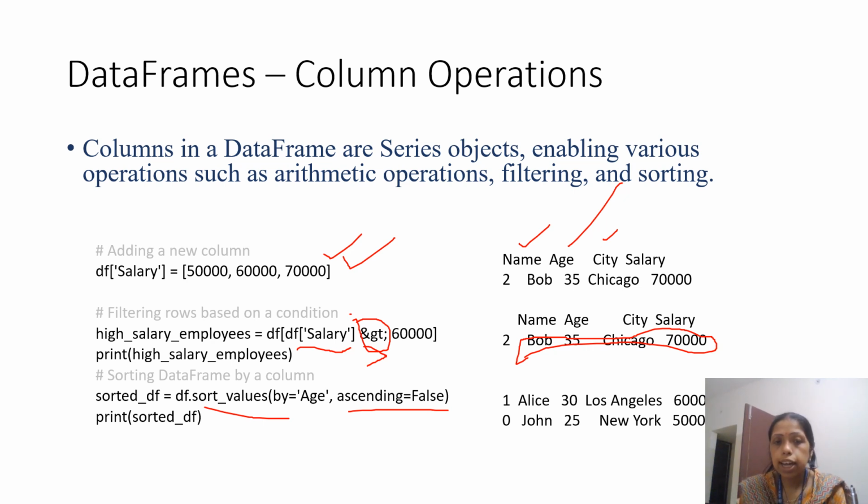Okay, I think it is clear, and there are three operations. How can you create a new column? How can you retrieve the data based on a condition? How can you sort the data frame based on a particular column? So these are the three operations.